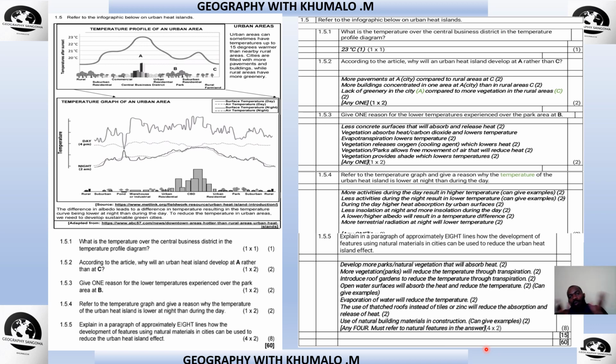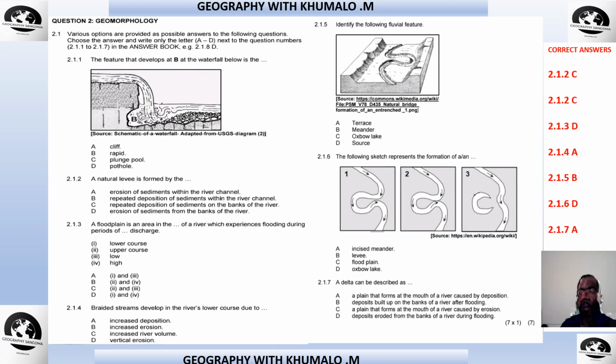Now, grade 12, that was your question 1 on paper 1 that you wrote on the 6th. Those are the corrections. I hope that you understand why you were supposed to give such an answer, and if you don't understand, write a comment there in the video and then I will answer you. Now, let's look at question 2, the geomorphology part.